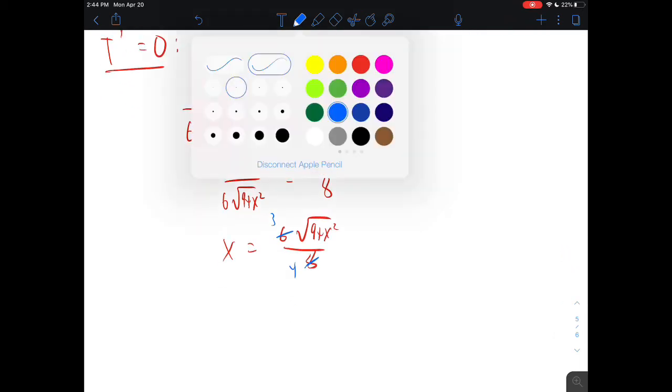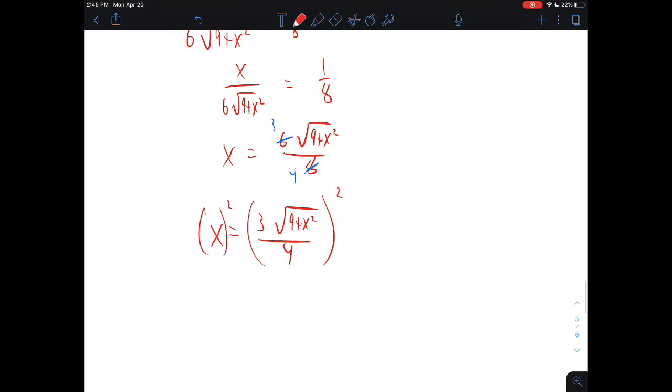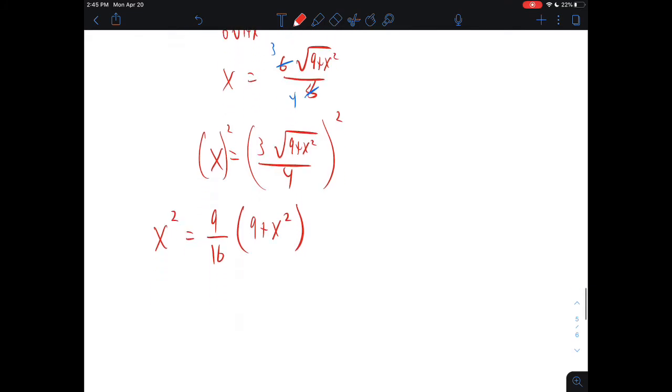And then what I'm going to do next, if I have x equal to 3 times the square root of 9 plus x squared divided by 4, I want to get rid of that square root, which means squaring both sides, which gives me an x squared on the left equal to 9 over 16 times 9 plus x squared. And you can start to see how we're almost there at getting an answer. I just want to get x by itself, really, at this point.